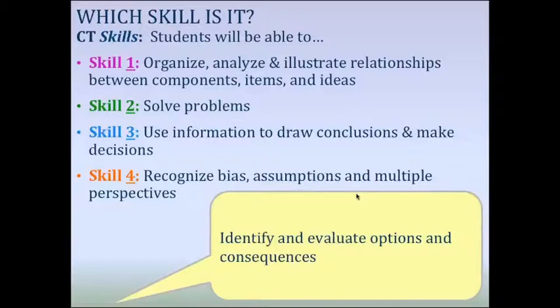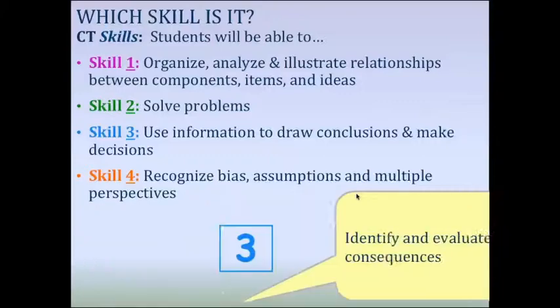Identify and evaluate options and consequences. Which major skill does that fit under? Okay. It's number 3. There was a little bit of discrepancy on that one, but use information to draw conclusions and make decisions. And they do have a lot of crossover too. They're not all exclusive. But this one does fit under 3 in the TIF.